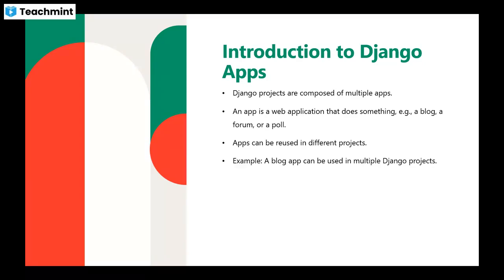The advantage of these apps is that they can be reused in different projects. For example, if you make the authentication app for one particular project, you can copy that app and paste it into other projects as well, so that you can reuse the same app without defining it from scratch. Like this you can separate your single project into different subsections so that it is easy to manage and you can reuse the code in different projects as well. So these are called Django apps.